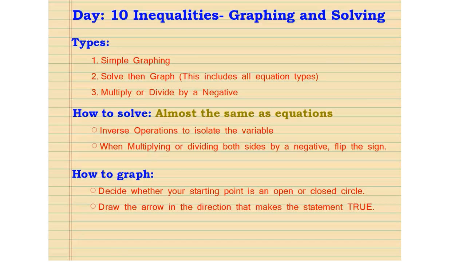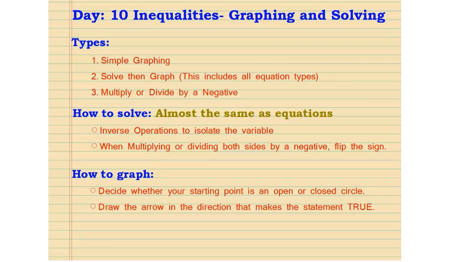In order to solve inequalities, we are going to follow the same steps we have done for the equations. We will use inverse operations, DCVAM, to isolate the variable. We just need to make sure that whenever we are multiplying or dividing both sides of the inequality by a negative number, we will flip the direction of the inequality.